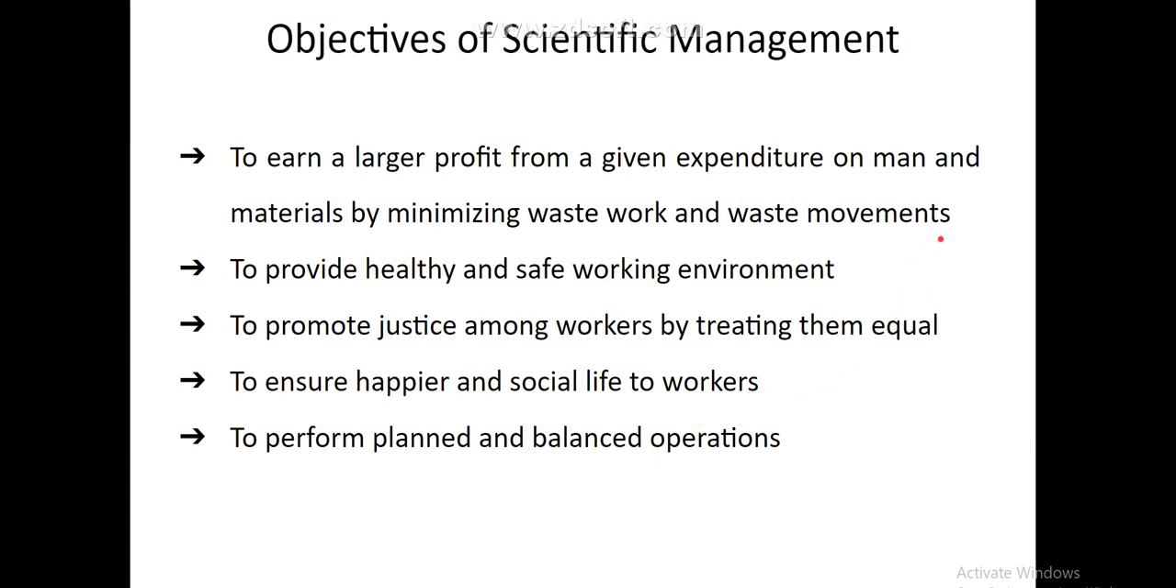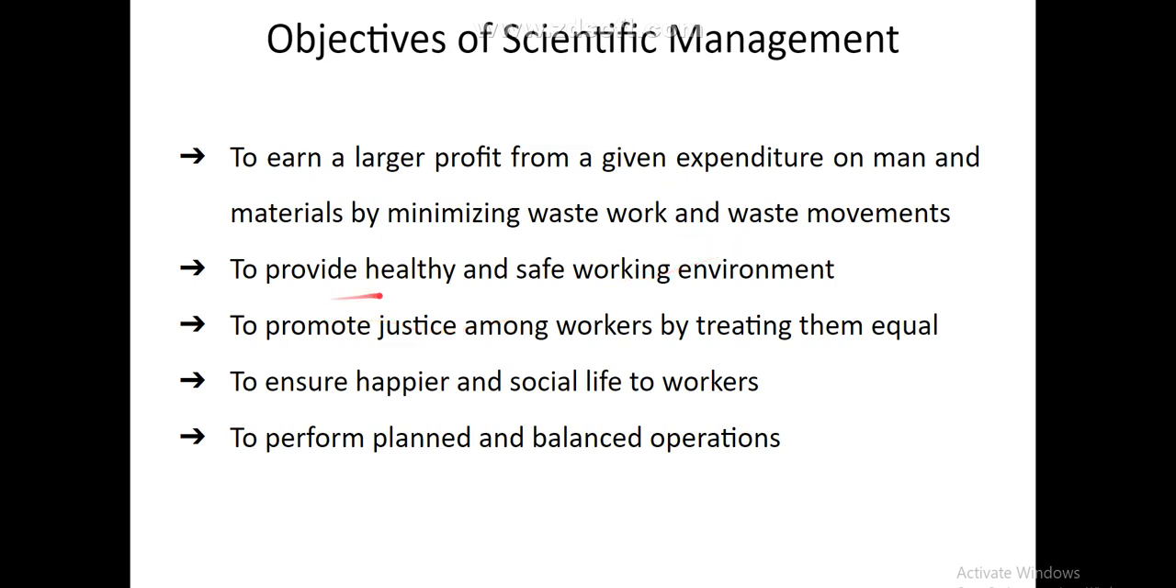So some of the objectives are to earn a larger profit from a given expenditure on man and materials by minimizing waste work and waste movement. As I said, Taylor used to observe the workers' movement with the help of a stopwatch, and he eliminated all unwanted work and unwanted movements. So he wanted to earn a larger profit from a given expenditure by minimizing all the unwanted movements done by a worker.